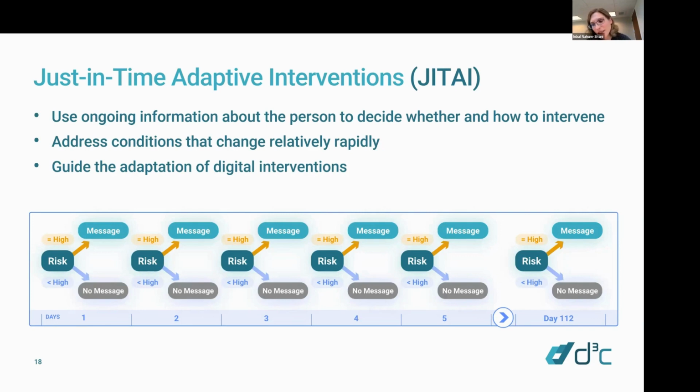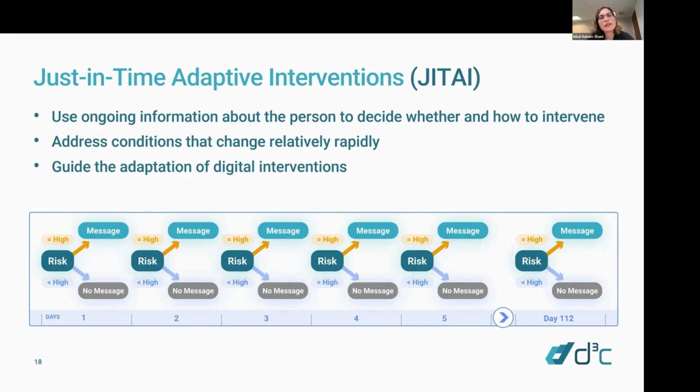And by fast, I mean every few days, hours, minutes, seconds. So why do we need to adapt on a fast time scale? We need to adapt on a fast time scale because we're trying to address conditions that change relatively fast. And these conditions are not just changing fast, they're also likely changing people's daily lives outside of standard treatment settings. That's why JITAIs typically guide the adaptation of digital components, because with digital components, we can deliver interventions in daily life and we can adapt interventions rapidly.